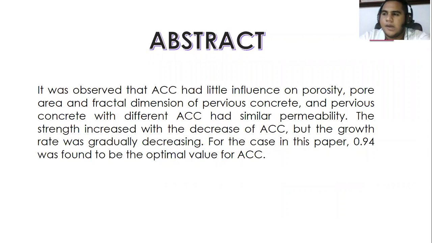5 sample groups were prepared with different water-binder ratio and with a porosity of 20%. Triaxial tests were applied at different confining pressures. The results showed that the Mohr-Coulomb criterion can be used to describe the behavior of pervious concrete in compression. In the end, it is observed that ACC had little influence on porosity or area and fractal dimension of pervious concrete, and that concrete with different ACC had similar permeability. It follows that this method improved the resistance compared to that designed by the conventional method.